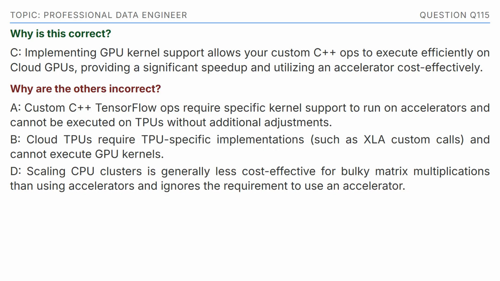Why are the others incorrect? A. Custom C++ TensorFlow ops require specific kernel support to run on accelerators and cannot be executed on TPUs without additional adjustments. B. Cloud TPUs require TPU-specific implementations, such as XLA custom calls, and cannot execute GPU kernels. D. Scaling CPU clusters is generally less cost-effective for bulky matrix multiplications than using accelerators and ignores the requirement to use an accelerator.